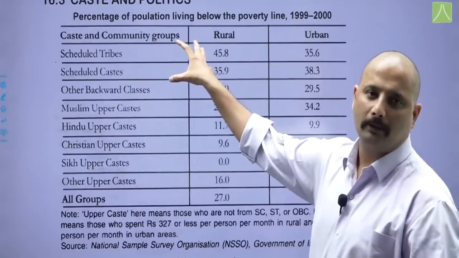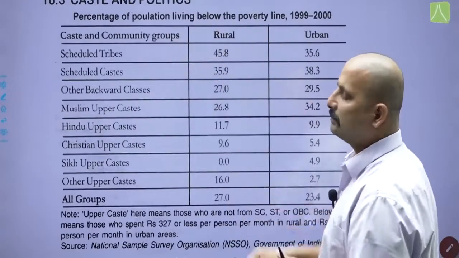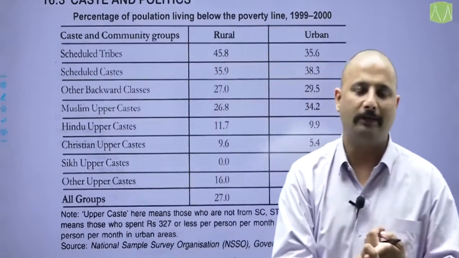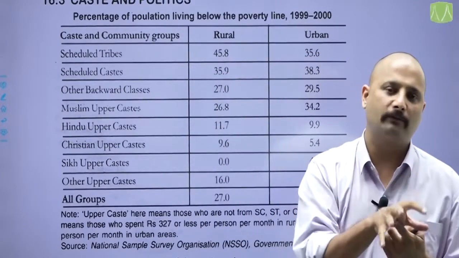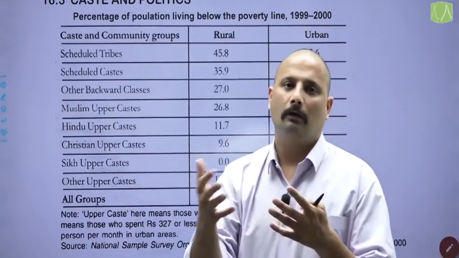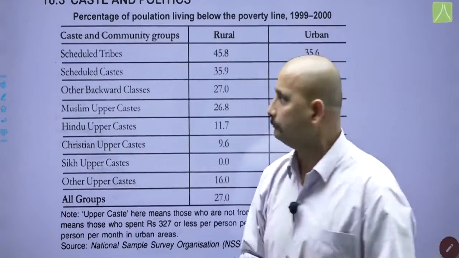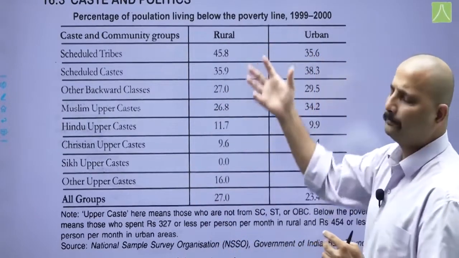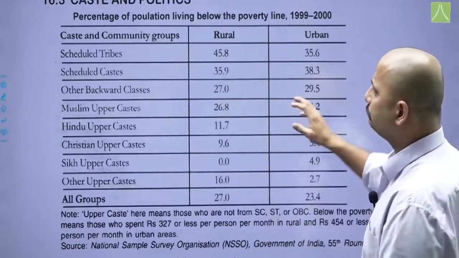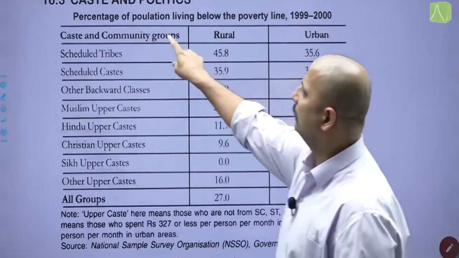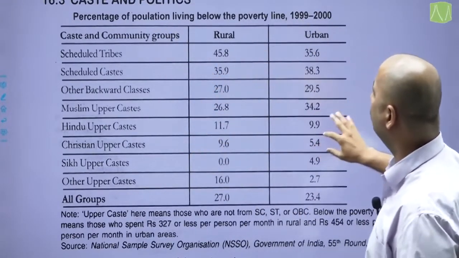Now, the next topic is caste and politics. Previously in lecture 1 we covered gender and how gender is mixed with politics, and second we talked about religion, that is communalism and secularism. Today, caste is something which is quite unique to India. In this table is shown the percentage of population living below the poverty line.